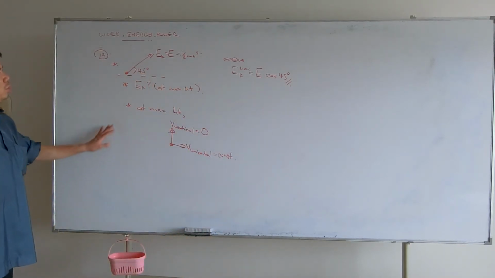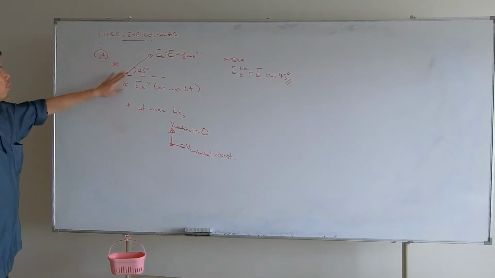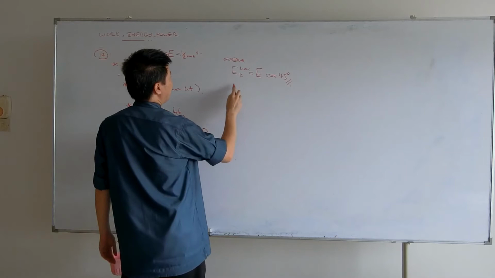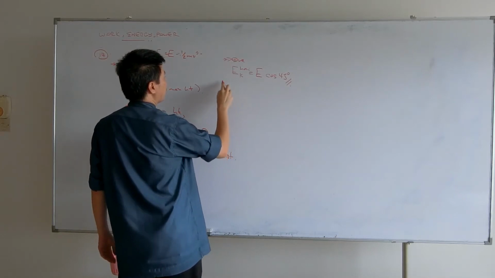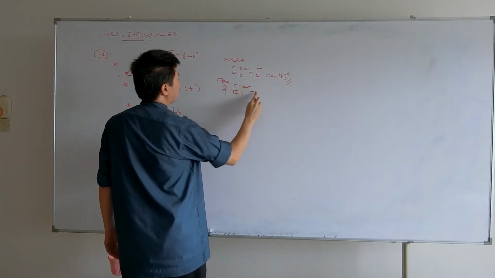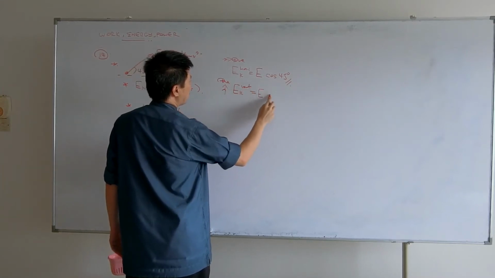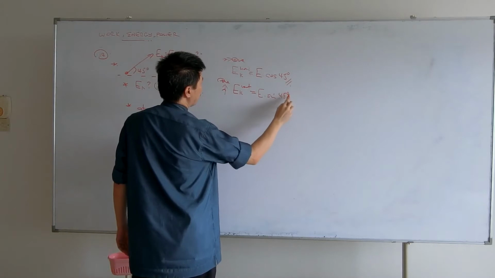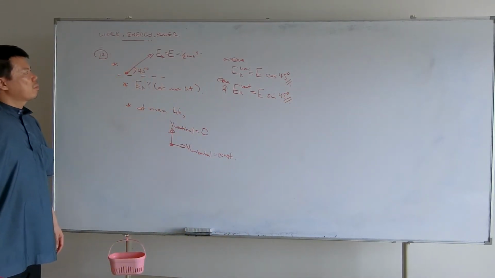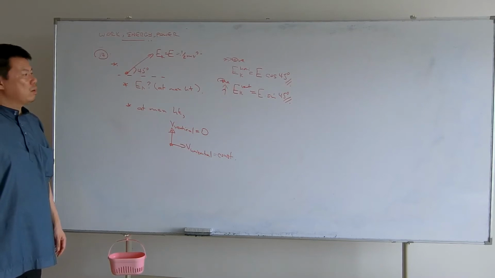What is true when it's at the vertical? Vertical will be this way. EK vertical equal to E sine 45. So, what happens now? We have a problem.